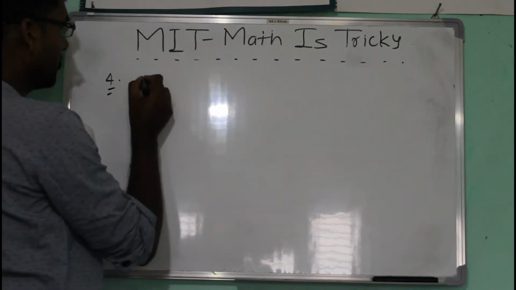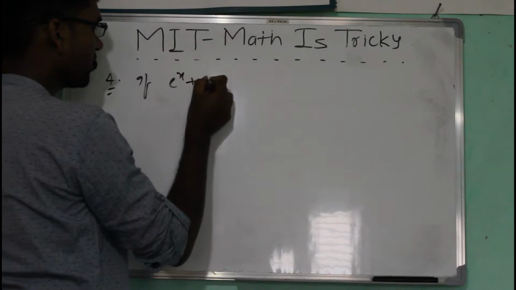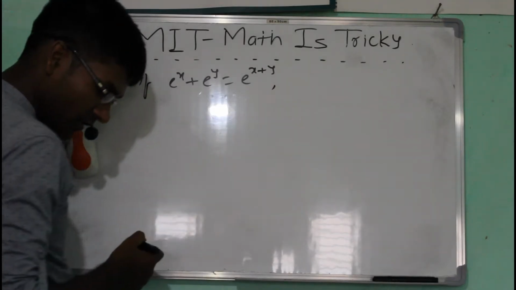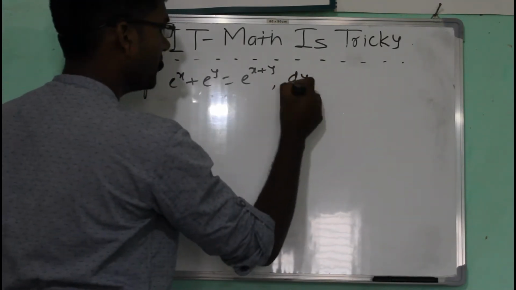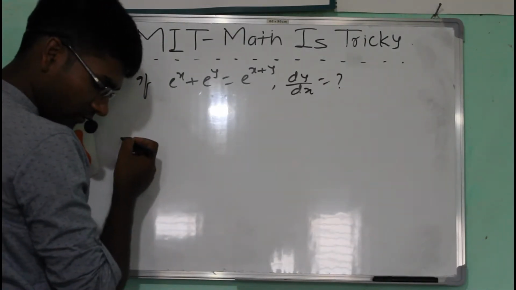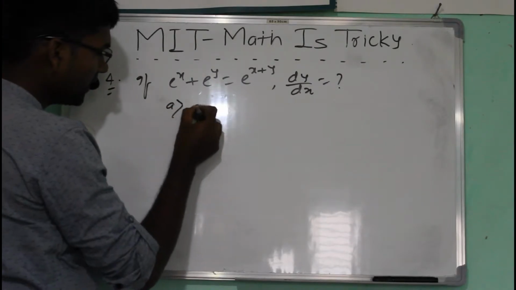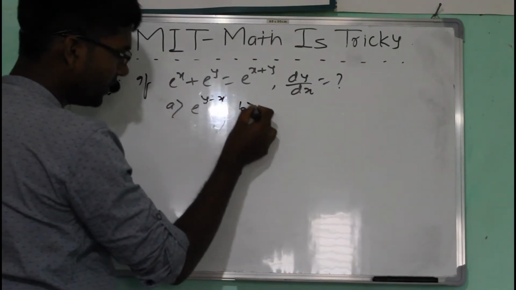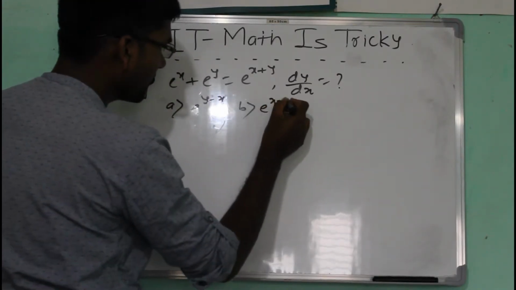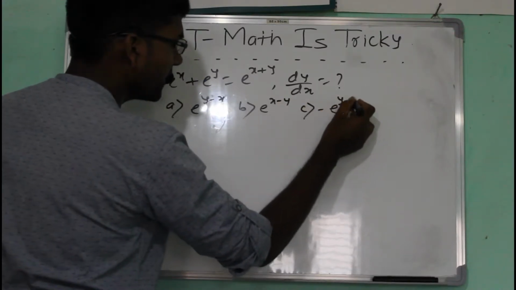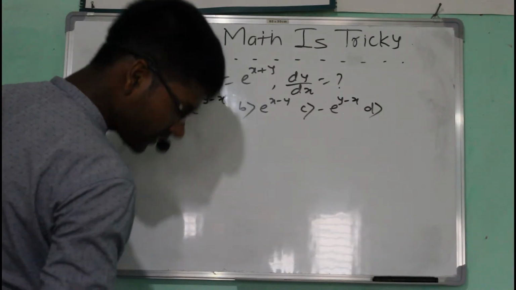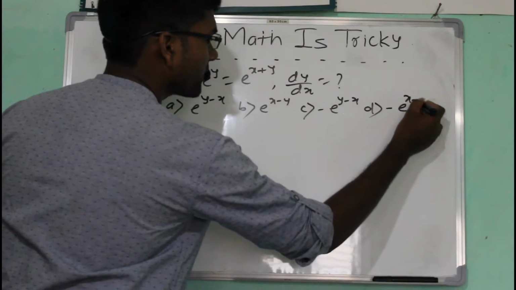The fourth question is: if e power x plus e power y equals e power x plus y, we need to find dy by dx. dy by dx equals what? We are given different options, so I'm writing them here. Option A is e power y minus x. Option B is e power x minus y. Option C is minus e power y minus x. Option D is minus e power x minus y.